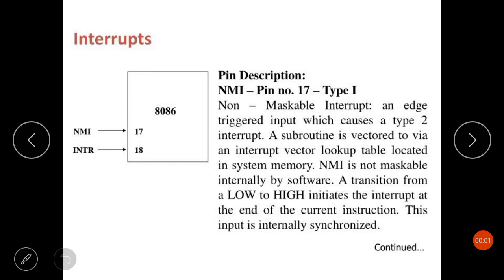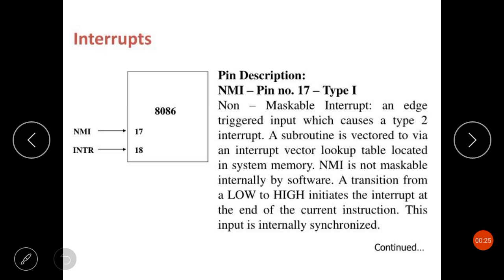Hello students, in the last lecture I started the 8086 pin configuration and discussed the common signals of 8086 pin configuration that are used in both minimum as well as maximum mode. So I discussed all the common pins. Just one pin was remaining, and that was BHE bar.